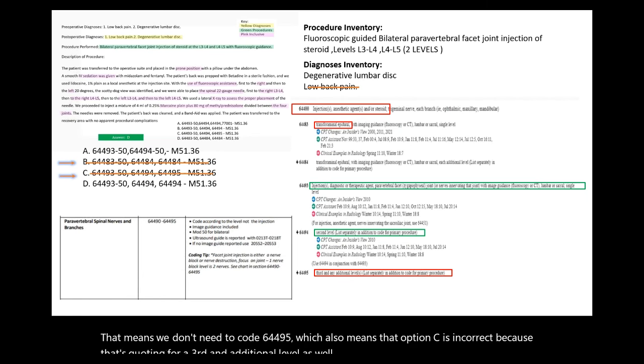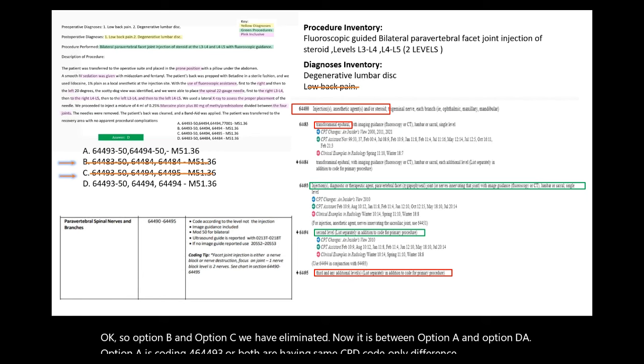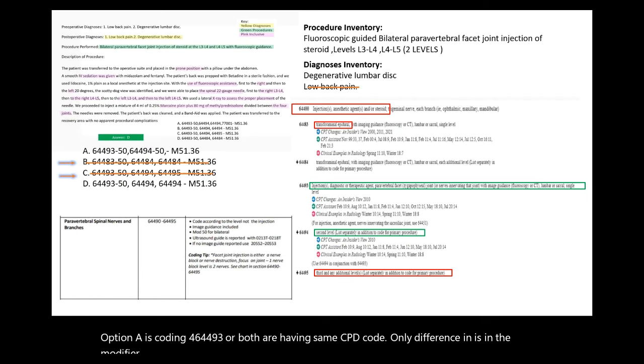Okay, so option B and option C we have eliminated. Now it's between option A and option D. Option A is coding for 64493. Both are having the same CPT code, the only difference is in the modifier. Option A is coding for 64493 with a 50 modifier, 64494 with a 50 modifier, and M51.36.